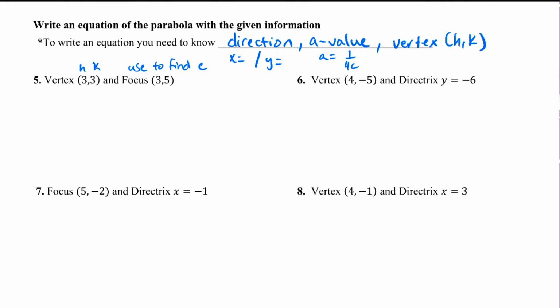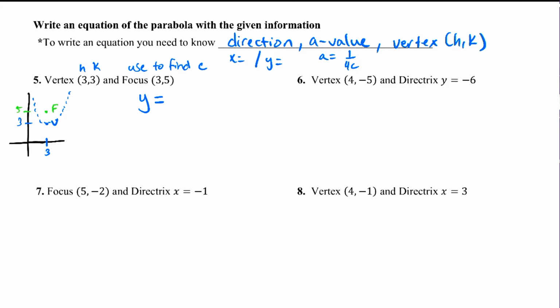So if I just kind of make my x and y axis, and it doesn't have to be perfect, again, this is a rough sketch. The vertex is going to be at 3, 3. And then my focus is going to be at 3, 5. So since the focus is above the vertex, that tells me that my U shape has to be going up. And then if it's going up, that tells me that my equation is going to have to be y equals.